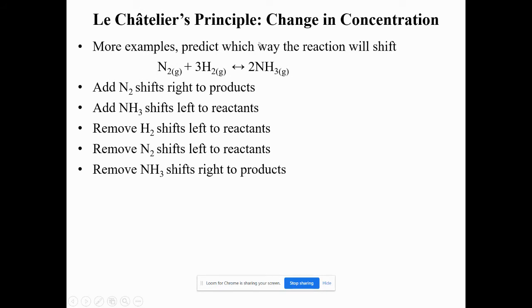If we add NH3, what's going to happen? Again, here's your fulcrum point for your scale. You add NH3. This side's going to go down. To establish equilibrium, what do you have to do? You have to transfer from products to reactants.